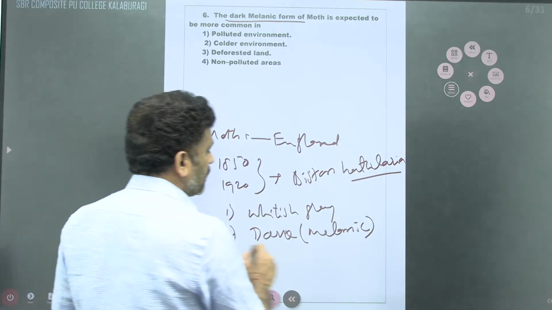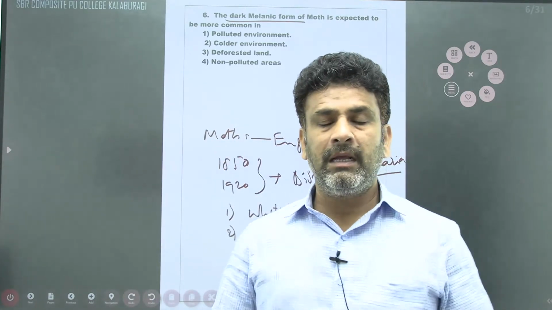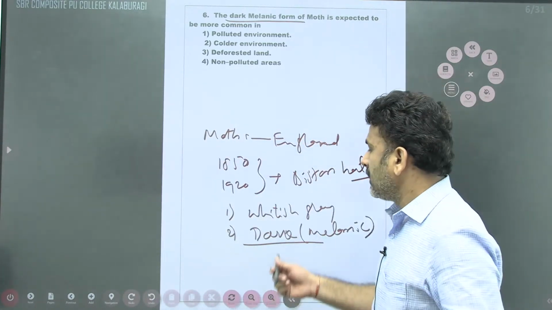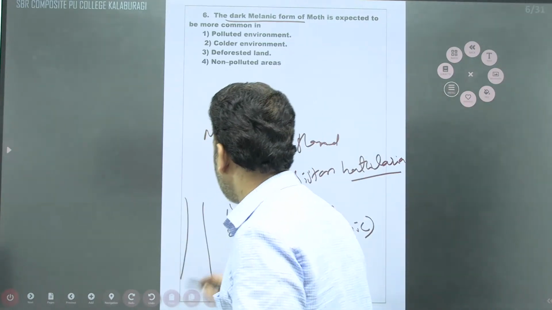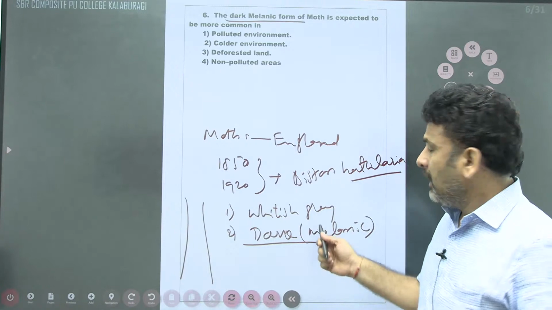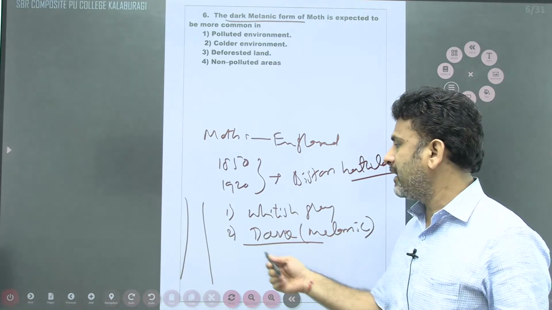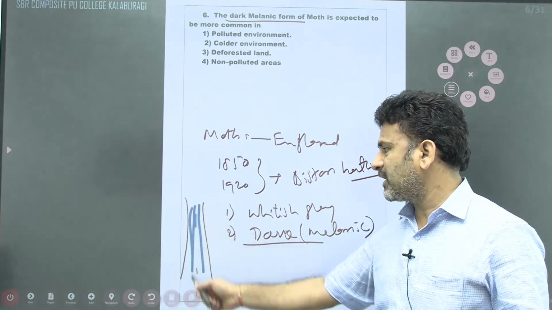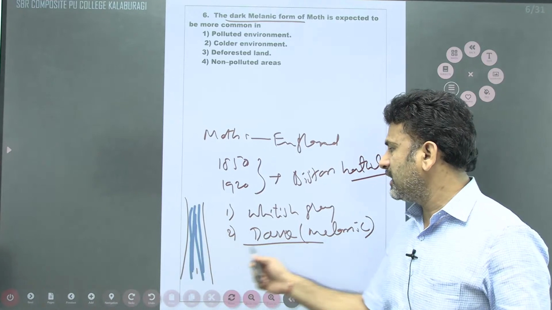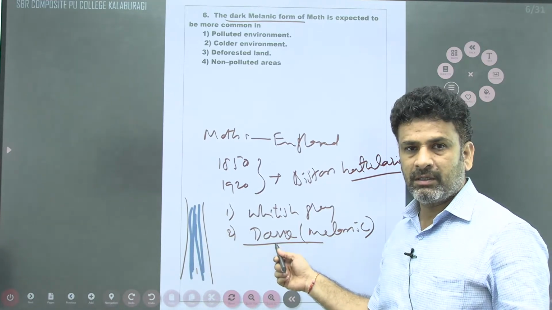So the industries and factories produce soot and emit smoke content. These start to deposit onto the surface of the tree trunk, resulting in the dark color variety. The melanic form individuals' body color matches the carbon content deposited onto the tree trunk, so these individuals escape from the predator birds.